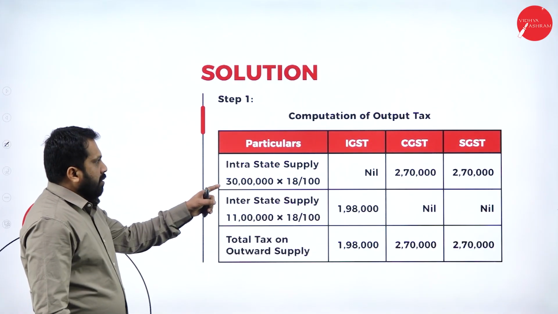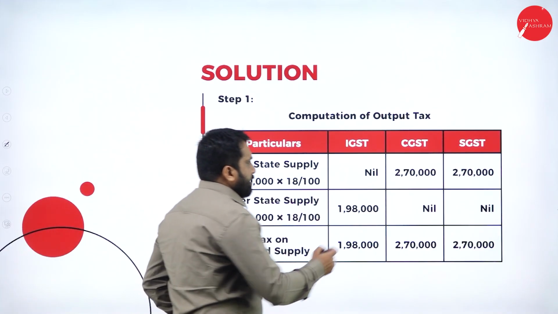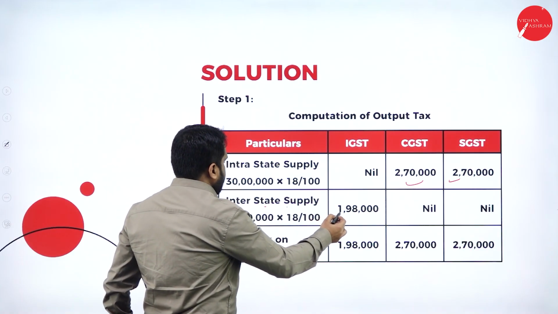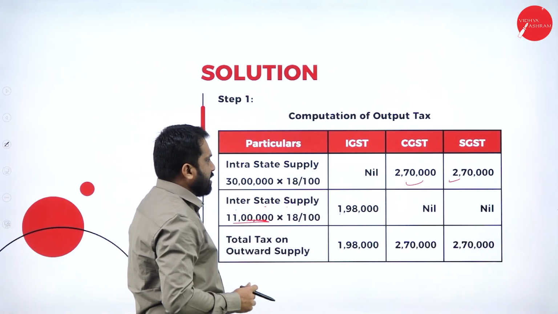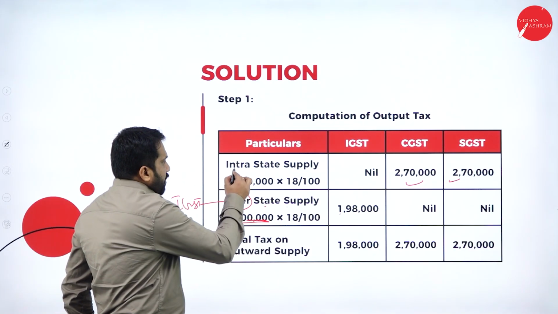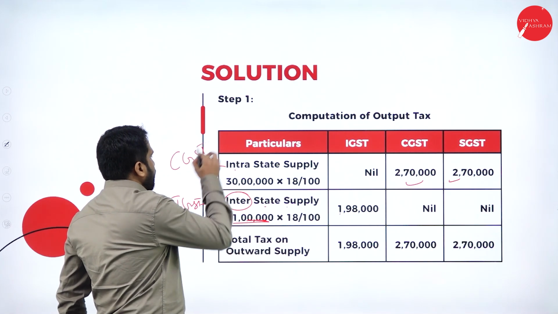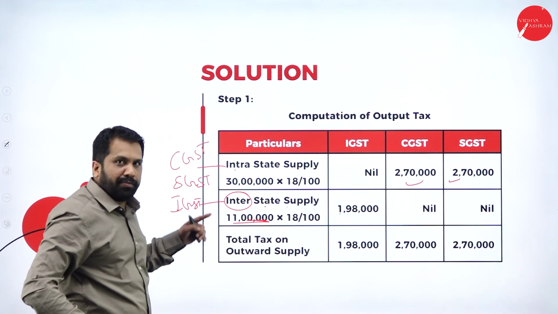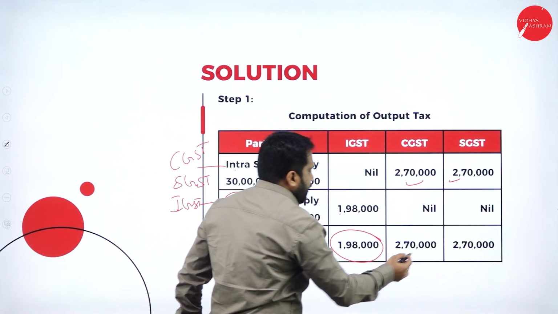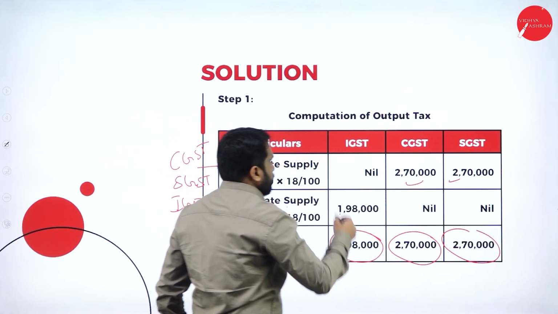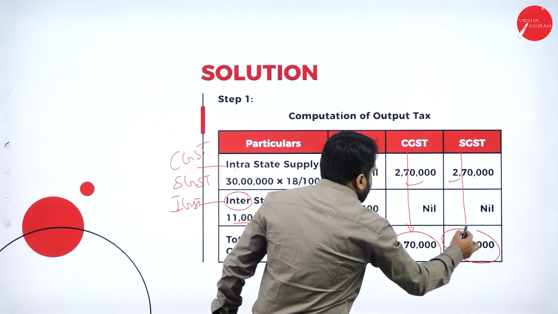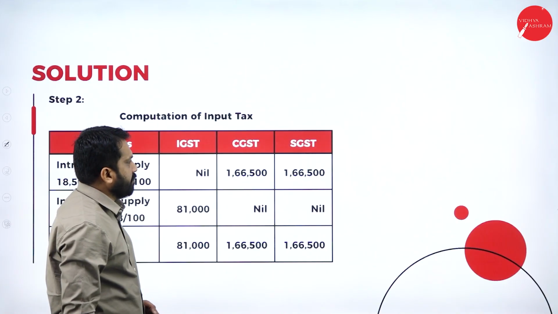Now, intrastate supply nil, CGST, SGST. Interstate supply, it is 1,98,000. On 11 lakh we calculated. As I told you, interstate means only IGST. Intrastate means CGST and SGST. Both will come. When you calculate, the total outward is 1,98,000 IGST, CGST 2,70,000, SGST 2,70,000.